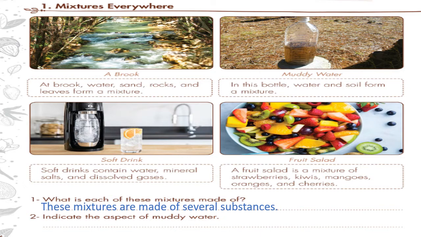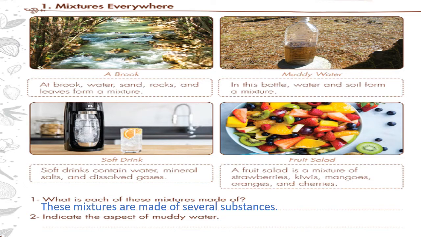In the first example, we can see that the brook contains water, sand, rocks, and leaves, so there is more than one. Muddy water has both water and soil, so more than one. Soft drinks contain water, dissolved gases, salts, and sometimes they add flavors, so also many substances make up the soft drink. And finally, the fruit salad, of course, is made up of different kinds of fruits.